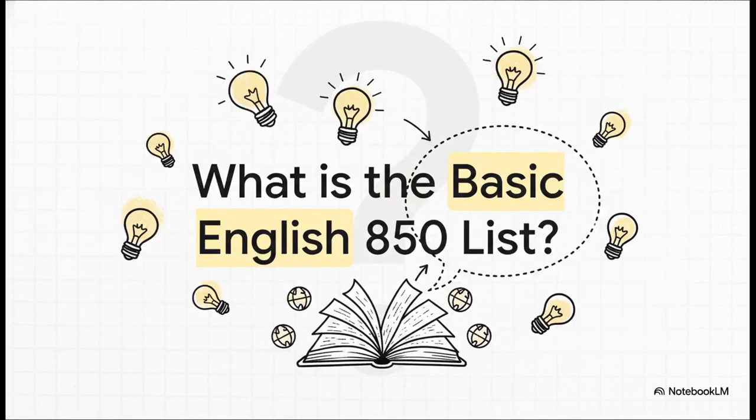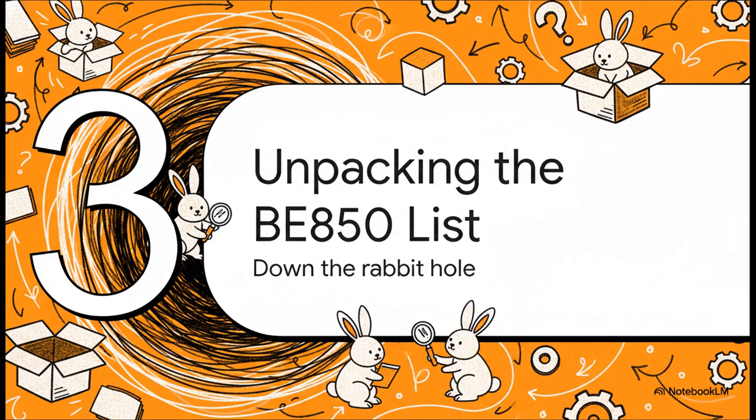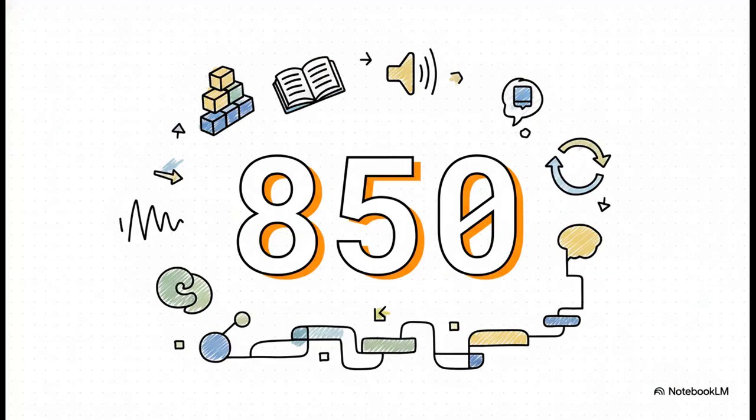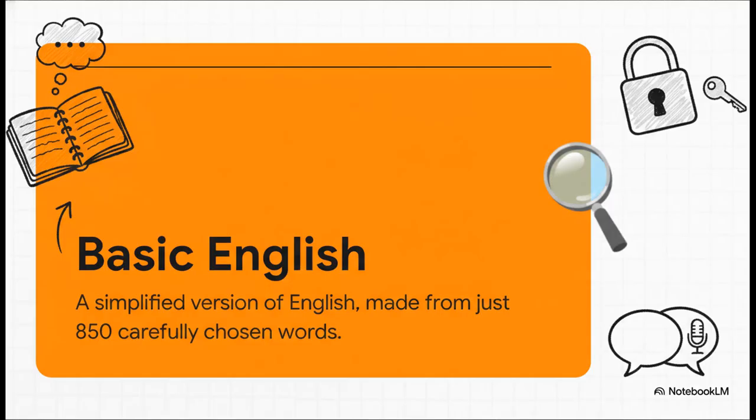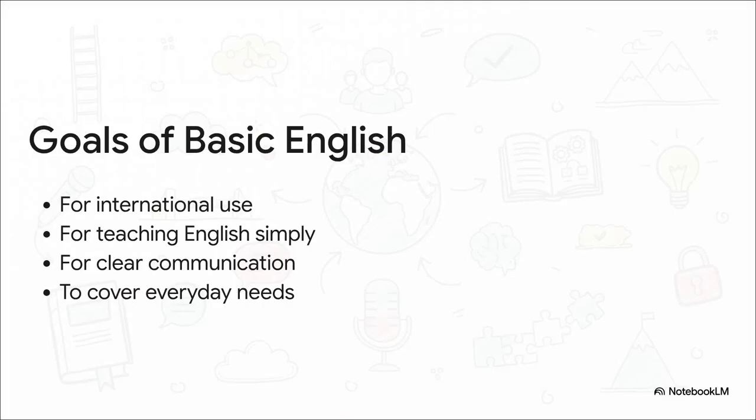Which, of course, brings us to the big question. What on earth is the Basic English 850 list? All right, let's unpack that. This is where our journey really gets interesting. The key is this number, 850. Basic English is, well, pretty much exactly what it sounds like. It's a simplified version of English. But get this, it's made from just 850 carefully selected words. That's it. A whole system for communication built on a vocabulary that could probably fit on just a couple of pages.